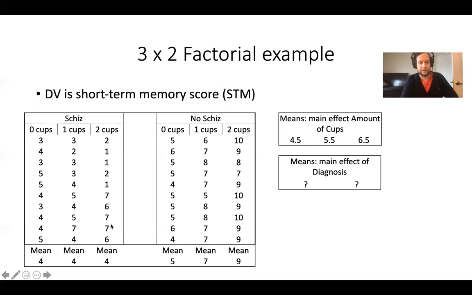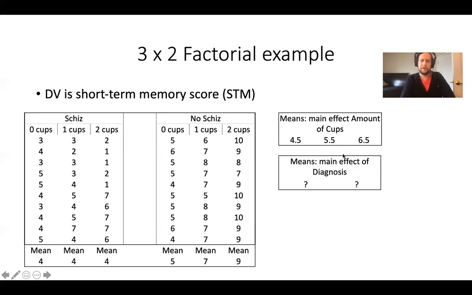You take these 10 scores in the 2 cups, and these 10 scores also in the 2 cups. You add all those 20 scores together, divide by 20, and you get 6.5. Another way of getting this, once again, is to take the mean of this condition, 4, plus the mean of this condition right here, 9. That's 13, and 13 divided by 2 also equals 6.5.